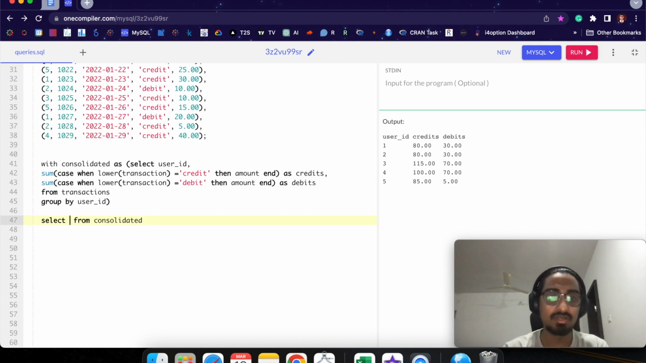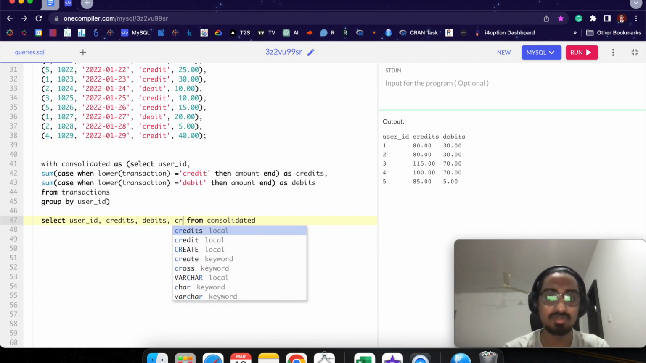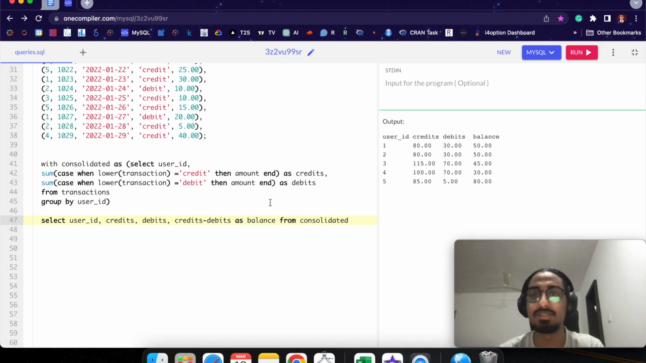So what do we need? User ID, credits, debits, credit minus debit as balance. Yeah, so credit minus debit as balance. So we have the balance. So this is how we get the pivoted data.